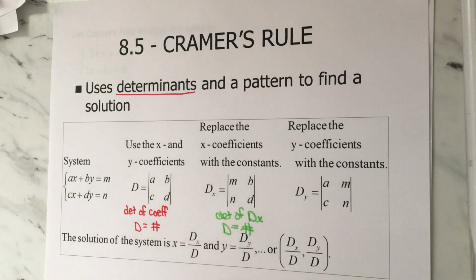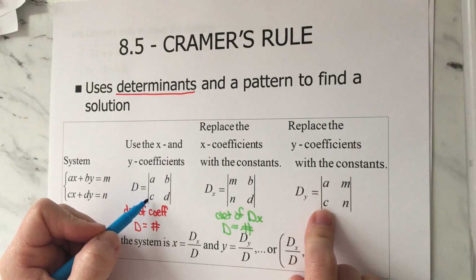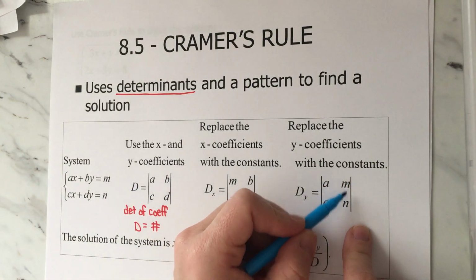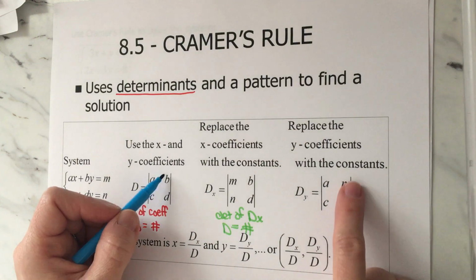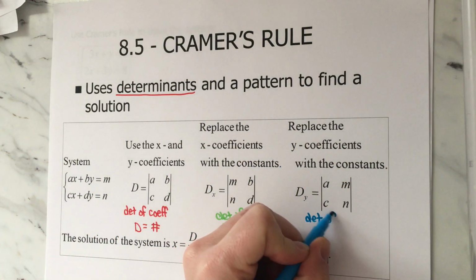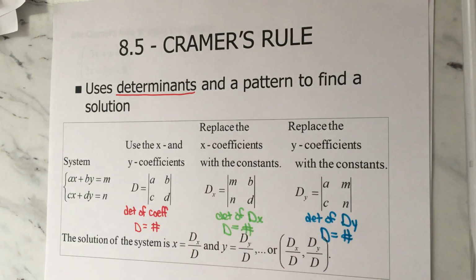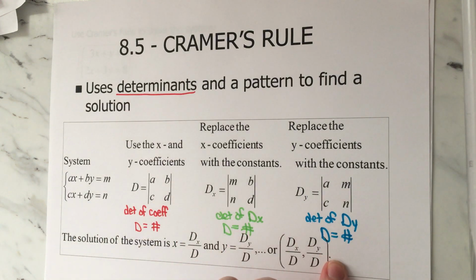And then lastly, now you're going to take your same matrix. Now you've got the x's back where they go, but let's replace the y value. So instead of b and d, let's put in the constants there, and then we're going to find the determinant of that, and that'll be a number. So you really have three different numbers.